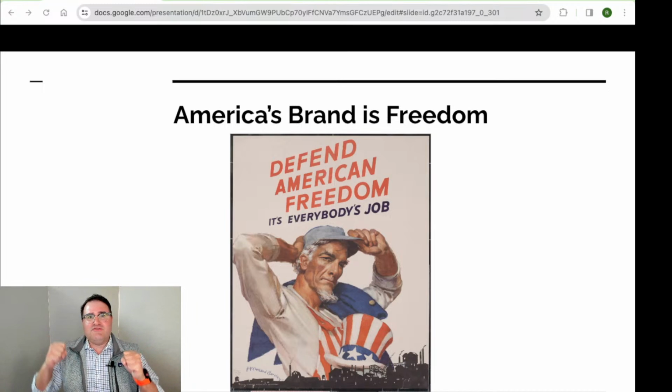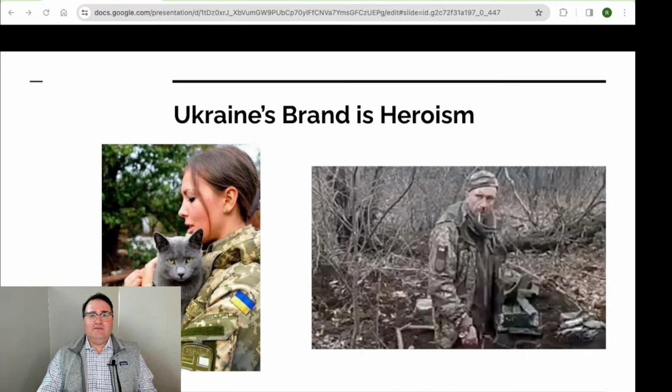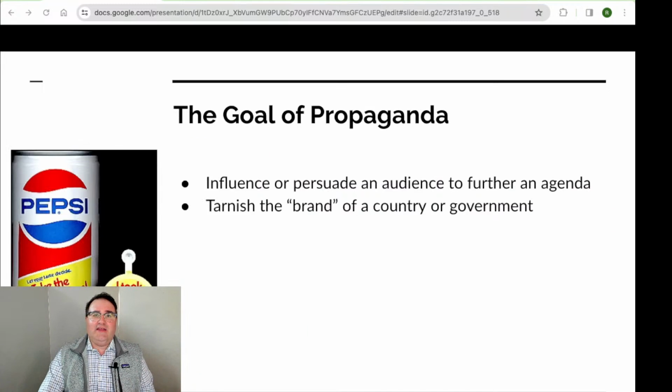America's brand is freedom. And Ukraine's brand is heroism. You see that all the time. Ukraine promotes, here's this soldier rescuing a cat. Here's a soldier who had his last cigarette while standing up to the Russians. Now here's why branding is important. It's because propaganda is designed to tarnish your brand.